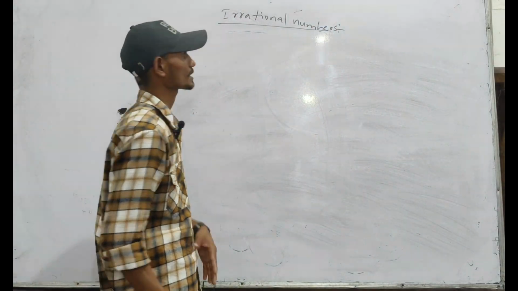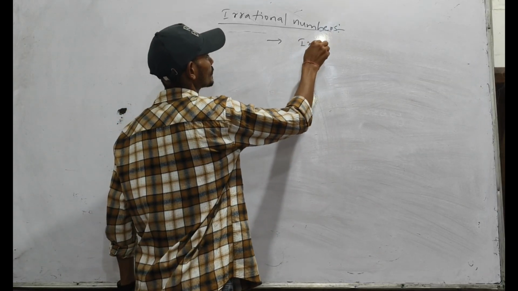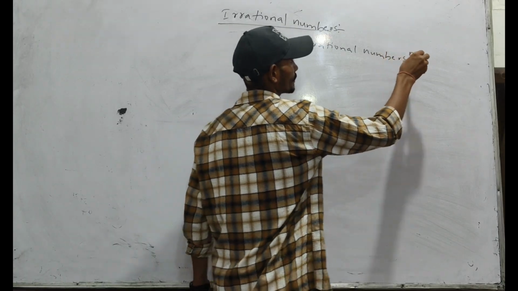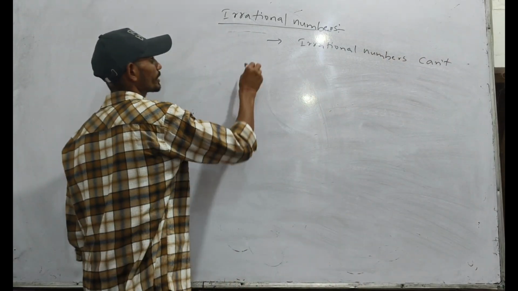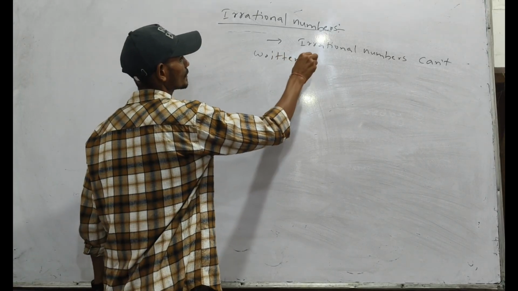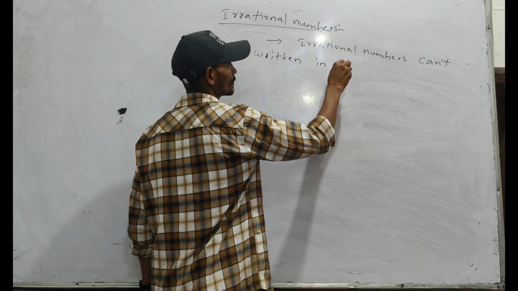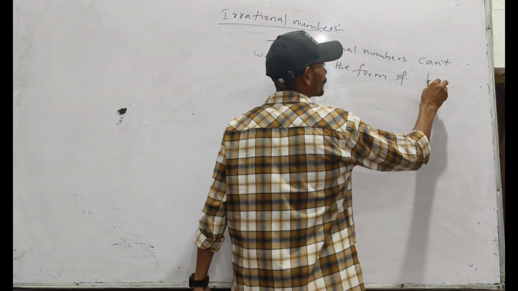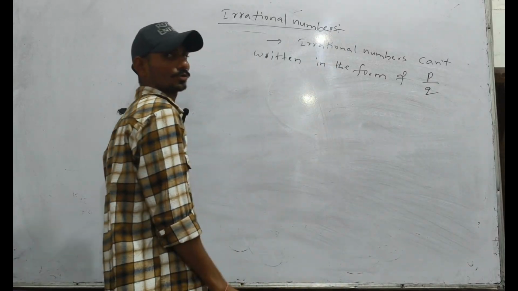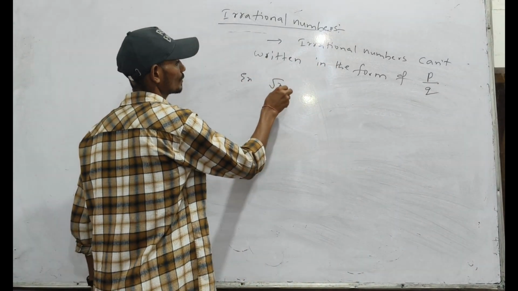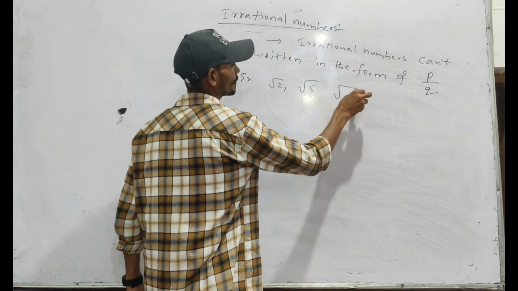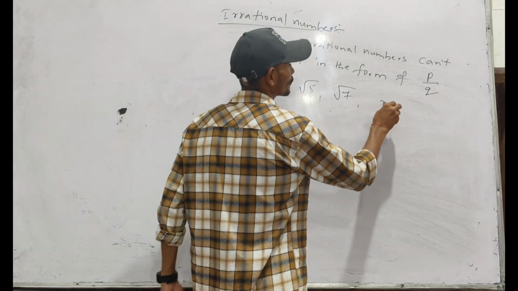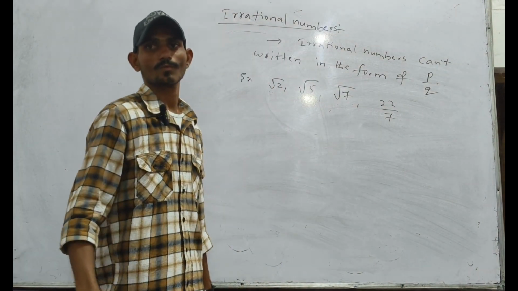Next number is irrational number. Irrational numbers cannot be written in the form of p by q. Example: root 2, root 5, and root 7 are examples of irrational numbers. Next, 22 by 7 is also an irrational number.